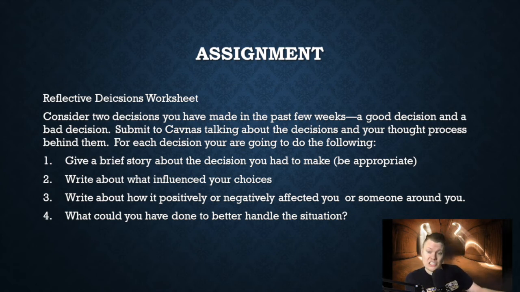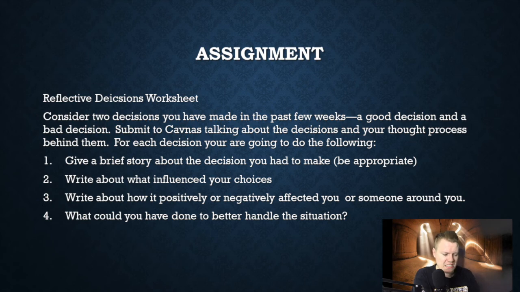For each decision, you're going to be talking about the following. First, give a brief story about the decision that you had to make, and make sure it's a school appropriate decision, even if it's a bad one. Next, write about what influenced your choices, whether that be your own thought processes, how you were feeling, your friends, your family. Then write about how it positively or negatively impacted you or someone else.